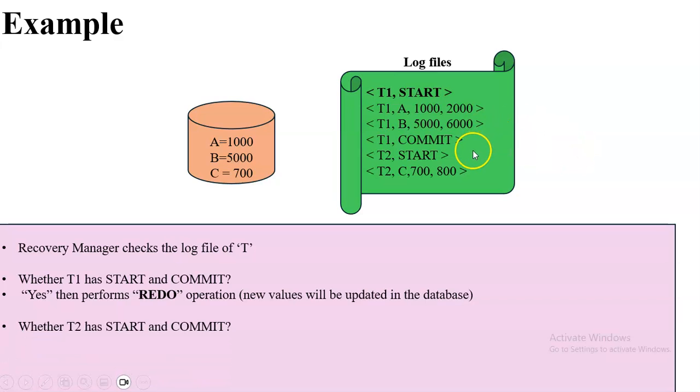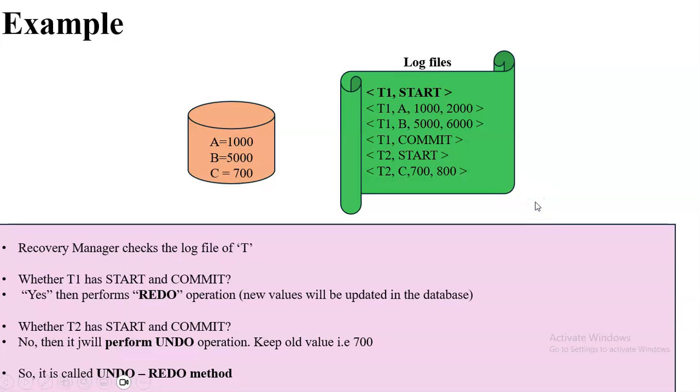But then again it will check transaction T2. Transaction T2 has only the start operation and does not have a commit operation. So in this case, it will perform the undo operation, which means it will keep the old value. That means the value 700, which is the old value of C, will be kept. It will not get updated to the new value, that is 800. That is why it is called the undo redo method.